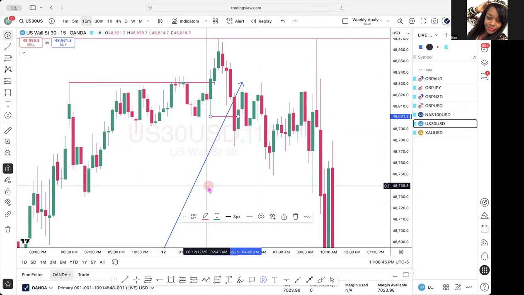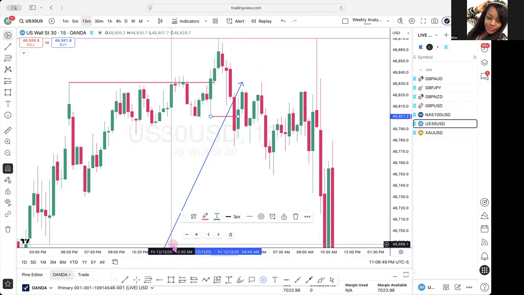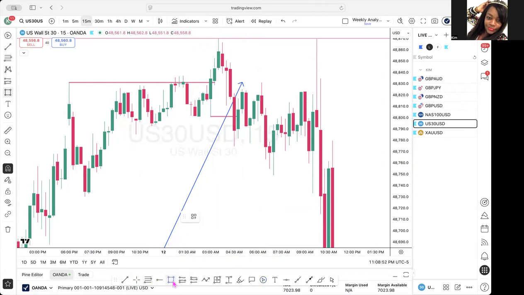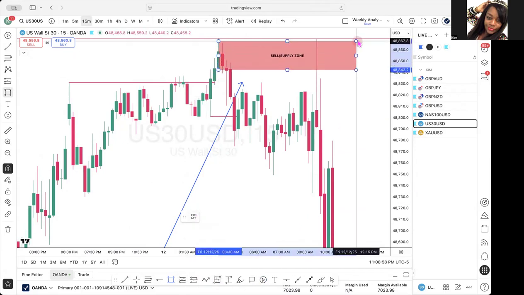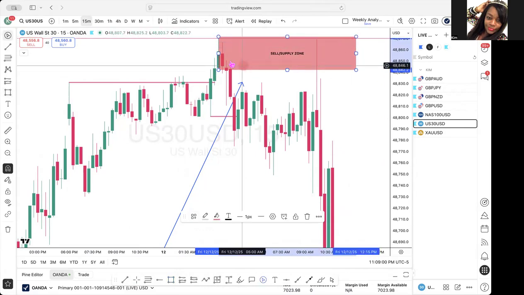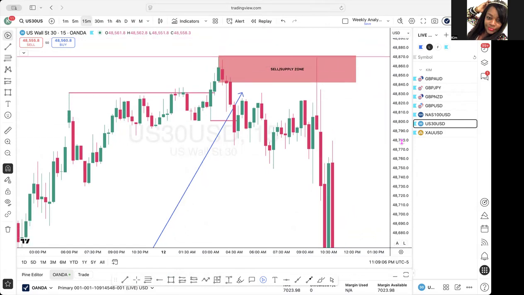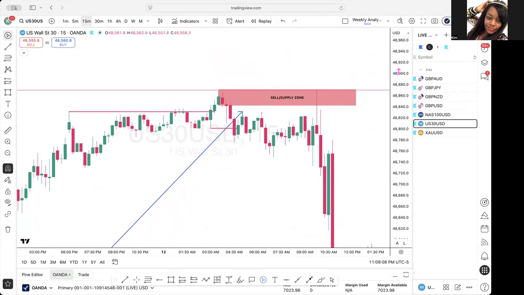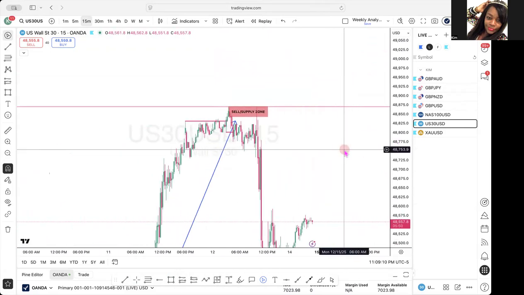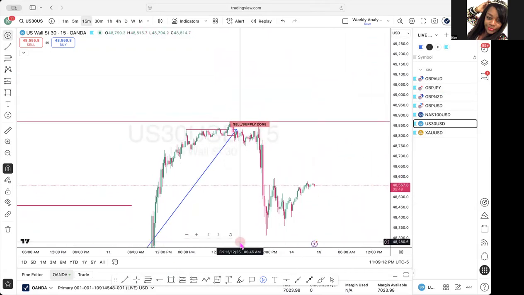Once it shifted, if you remember, once you get a break of structure or a market structure shift, mark up your supply or demand zone. This was the supply zone. So then price tapped into that zone and dropped a lot. I mean, a lot.